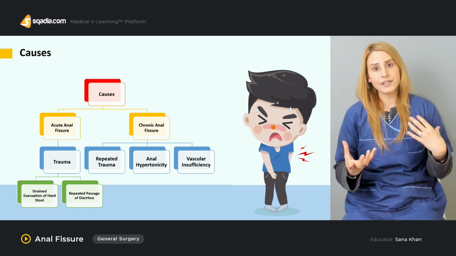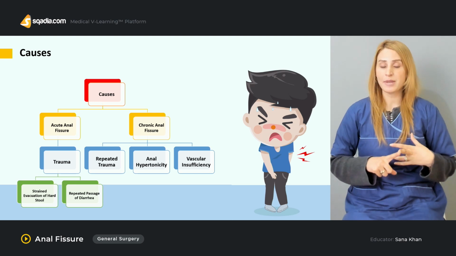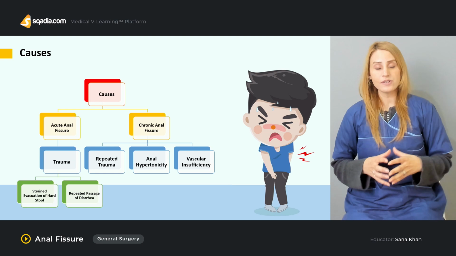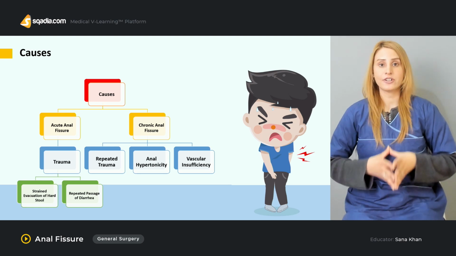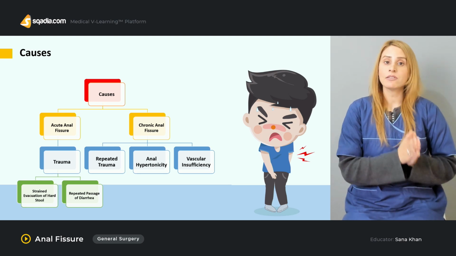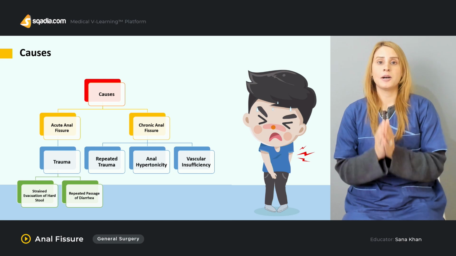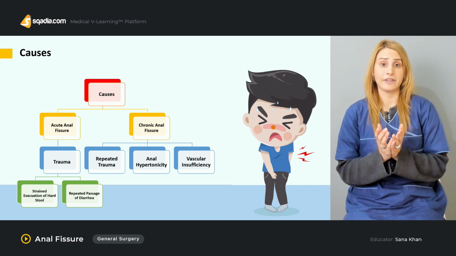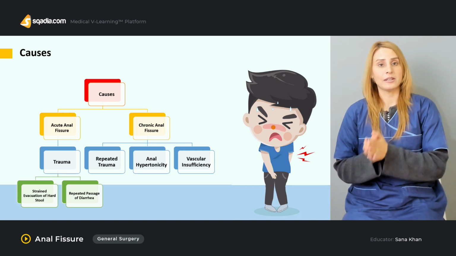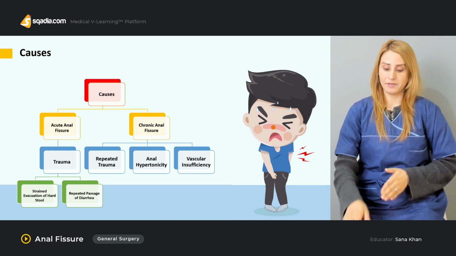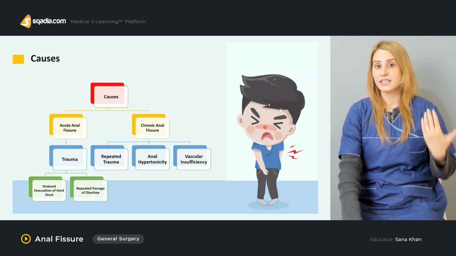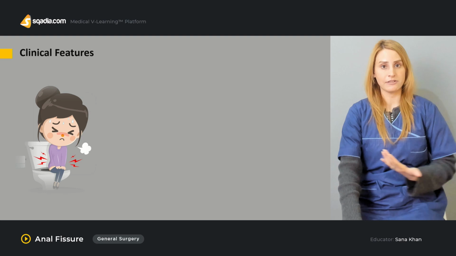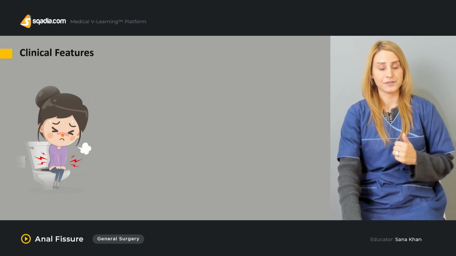So the causes for the acute anal fissure are chronic constipation and repeated episodes of diarrhea. If we talk about the causes for the chronic anal fissure, remember there can be anal hypertonicity, because the sphincter tone would be higher for a very, very long time, and there can be repeated trauma, and there can be vascular insufficiency, and because of these vascular insufficiencies, there can be formation of ulcers in case of the chronic anal fissures.